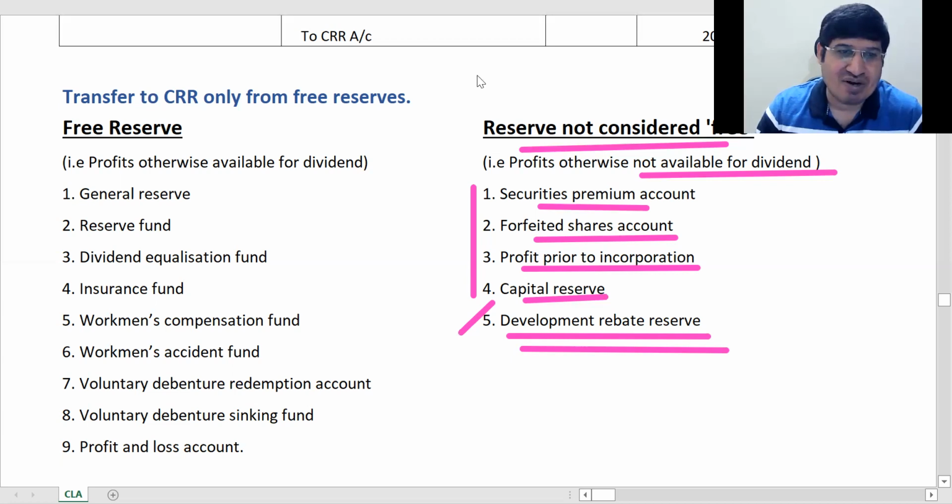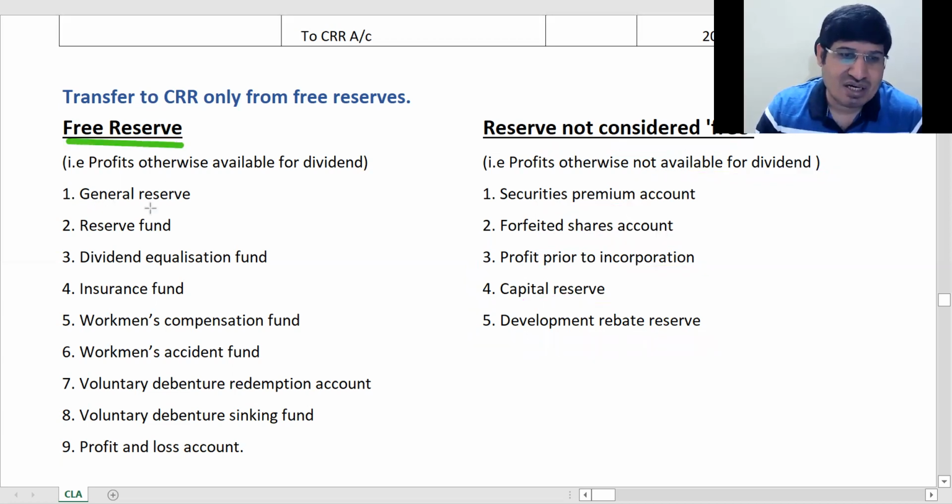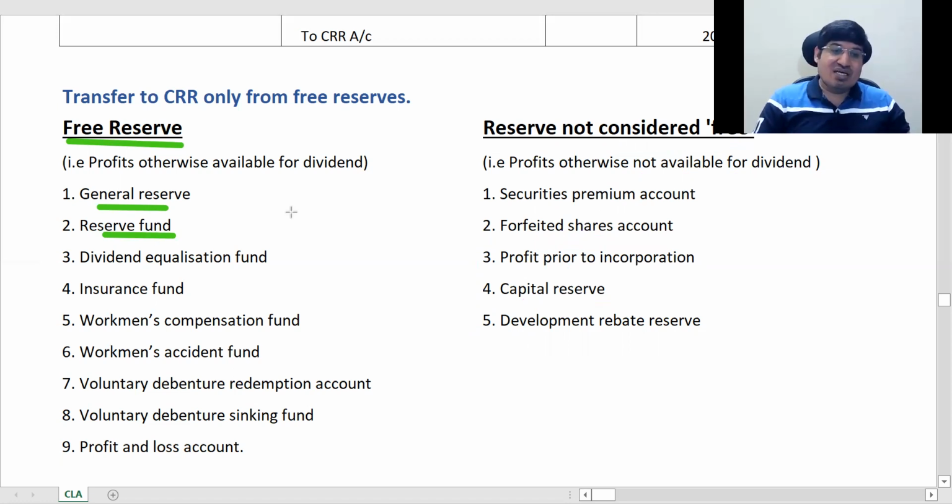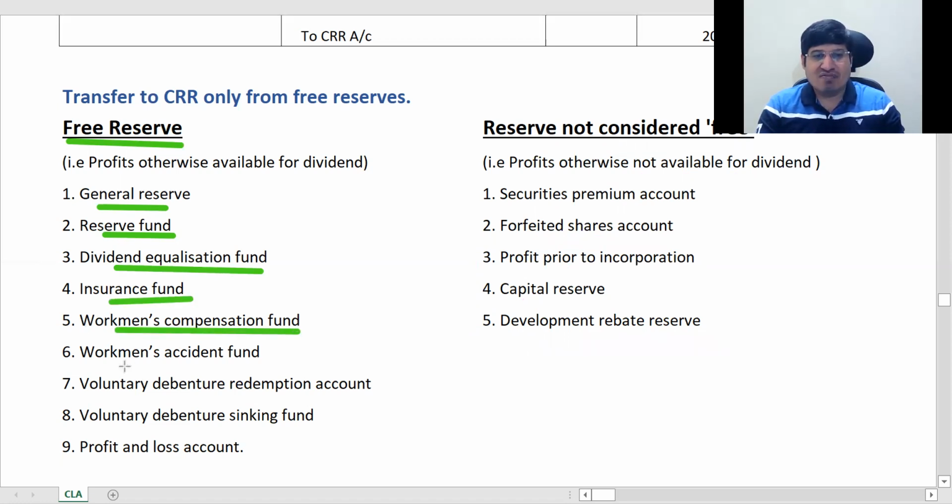Now if we talk about revenue free reserves here, general reserve, and reserve fund, it is also a revenue reserve. Be careful, don't get confused with the word fund. Reserve fund is also a general reserve. Dividend equalization fund is a general reserve. Insurance fund, workman's compensation fund, workman's accident fund, these are all considered as free reserve because you are posting an amount out of your profits to all these. Basically these are all formed out of your profit and loss appropriation. So an amount from your P&L appropriation goes into this as feeder. Same for this voluntary debenture redemption account.